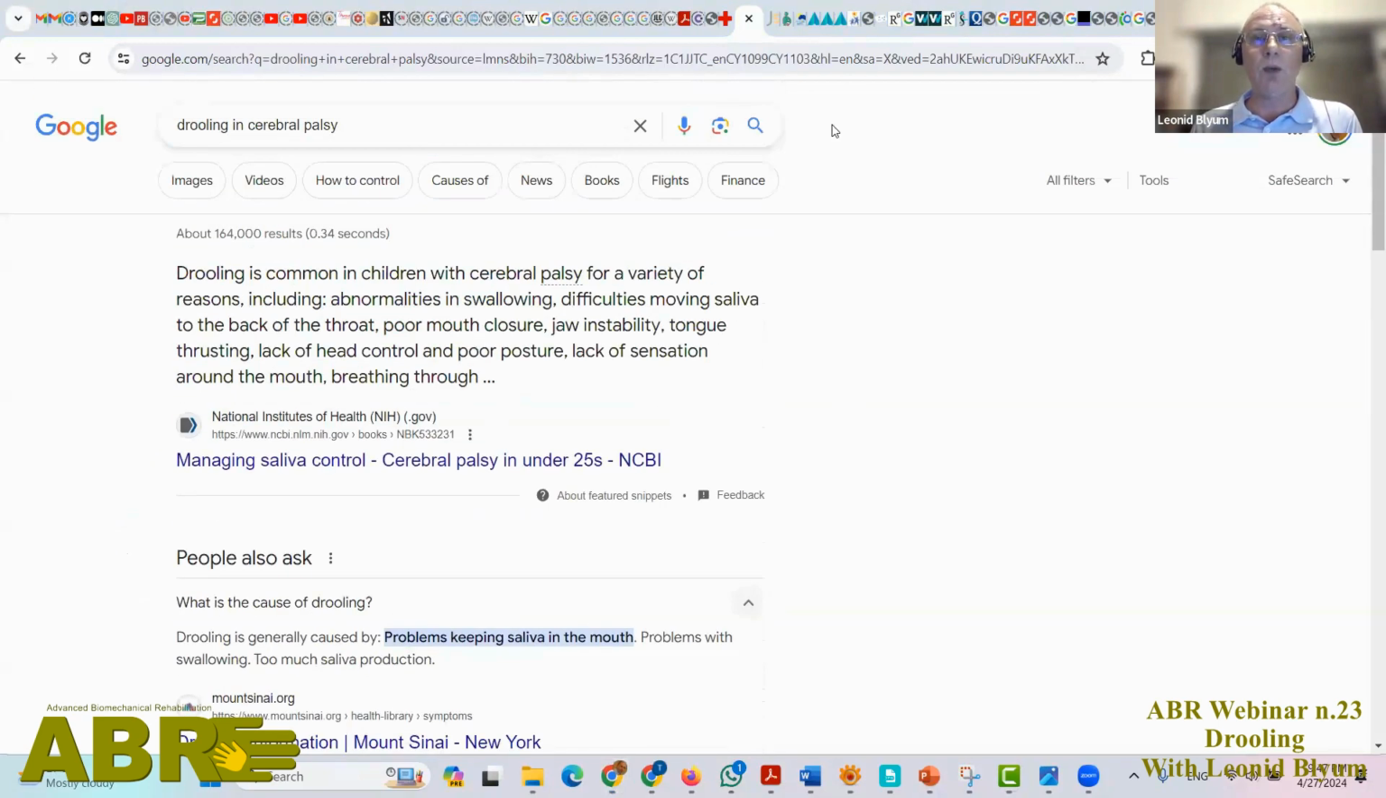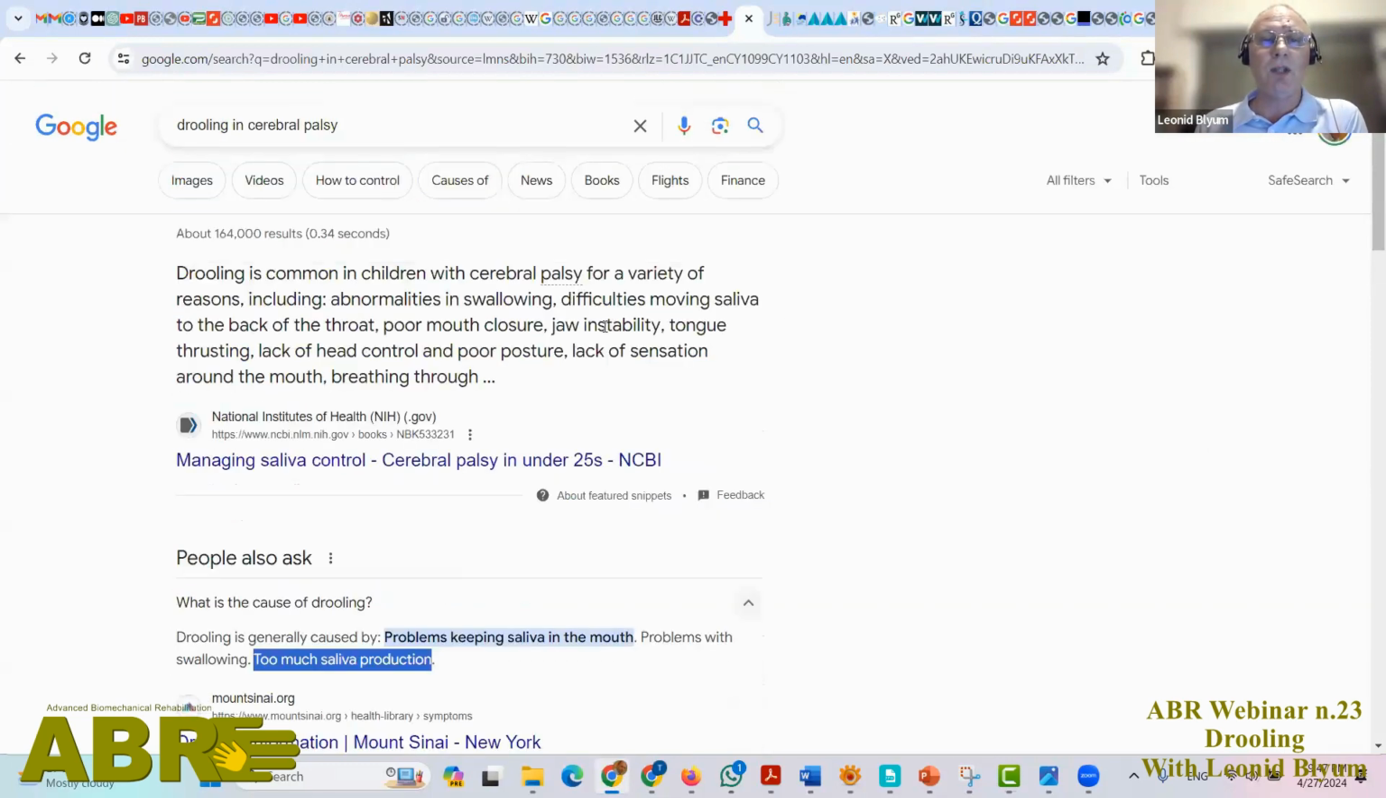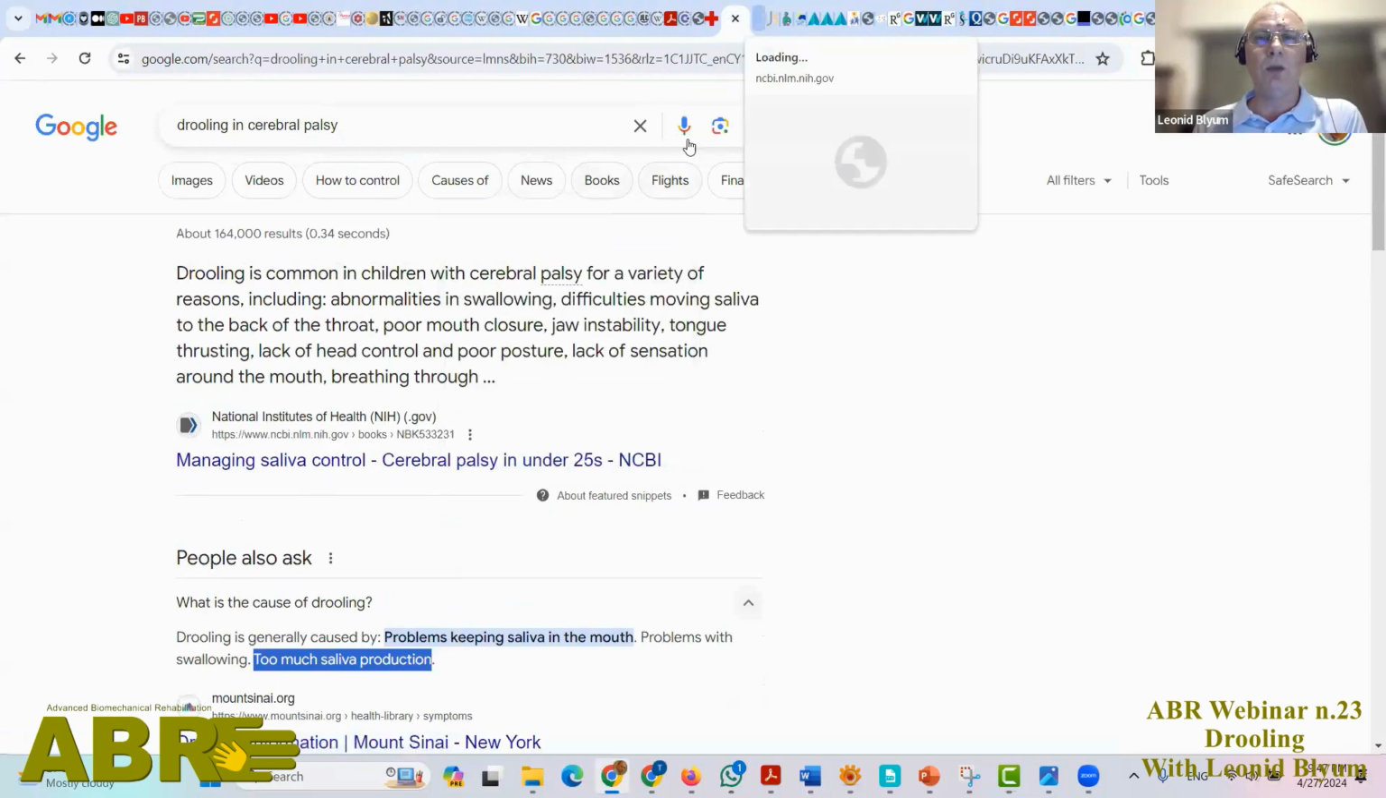So now let's see what else do we get. Do we have more explanations than problem with keeping saliva in the mouth? Well, we see that it splits into two big chunks: problems with swallowing and problem with too much saliva production. So far, so good. So that's just a basic explanation. Now, let's press this button and see what we get here.